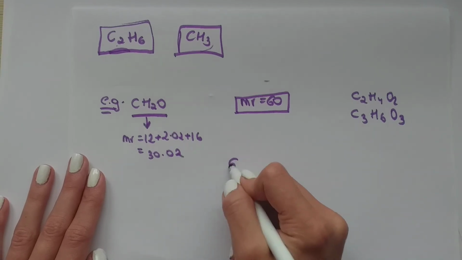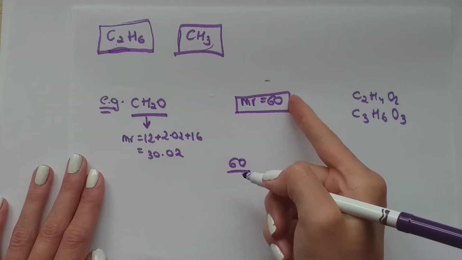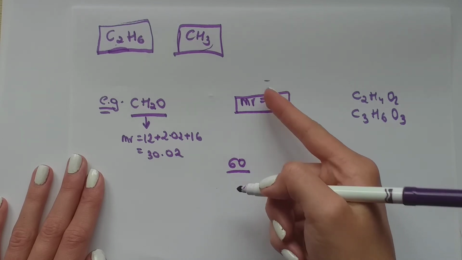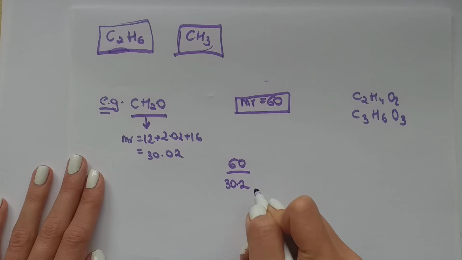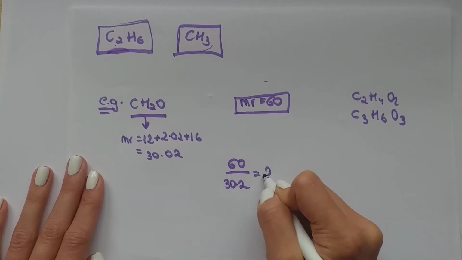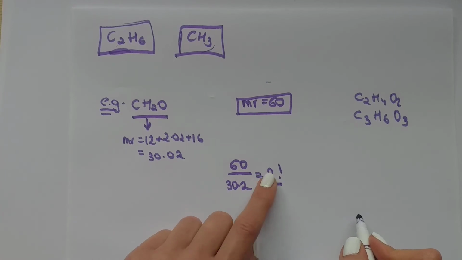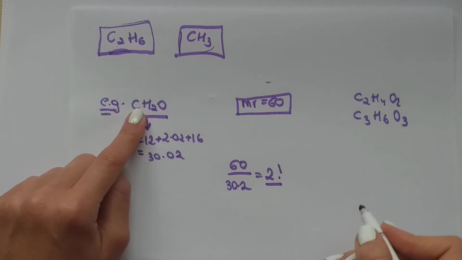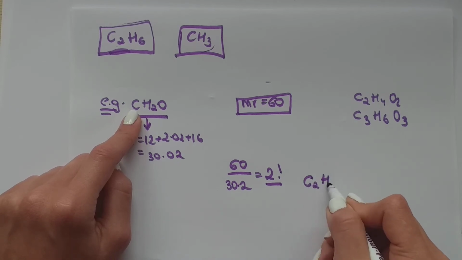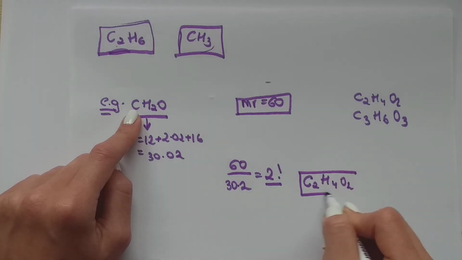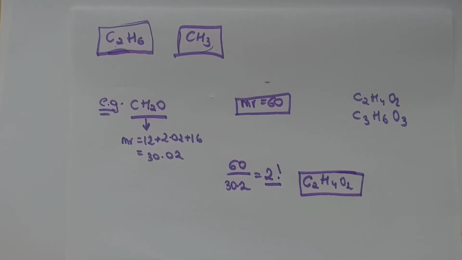And how you do this is you take the MR of your molecular formula and then divide it by 30.02, which is approximately 2. This 2 means that whatever's in our empirical formula has to be multiplied by 2. So C2H4O2. This is your molecular formula.